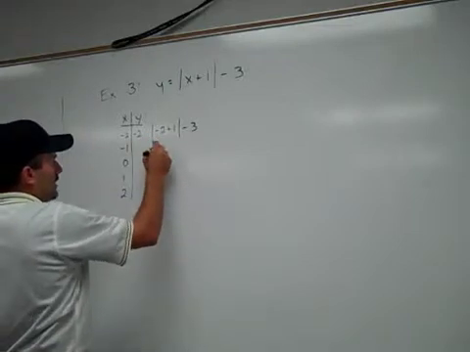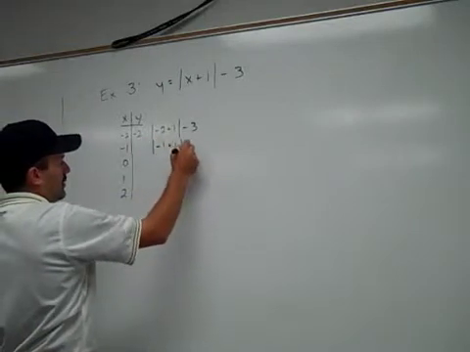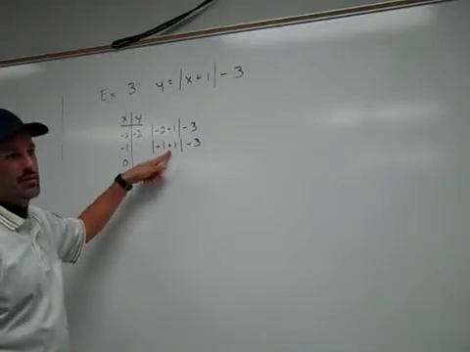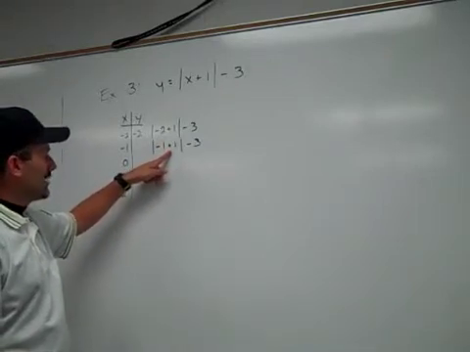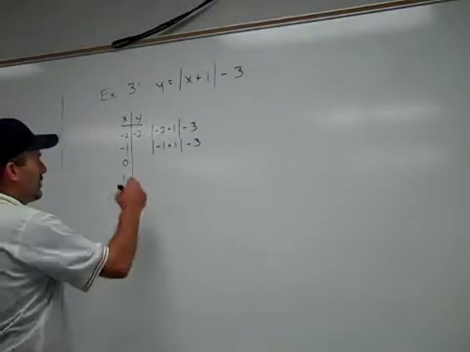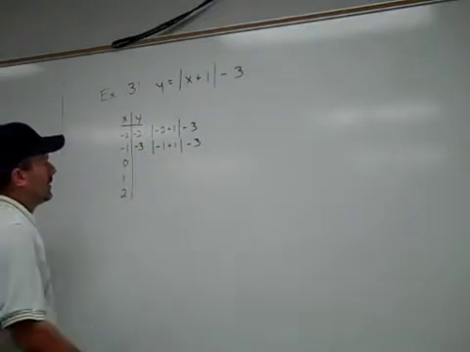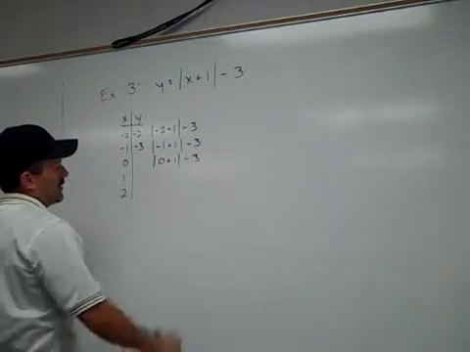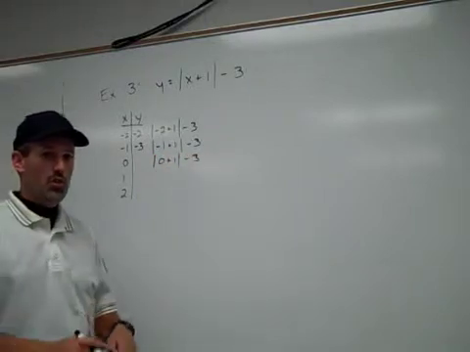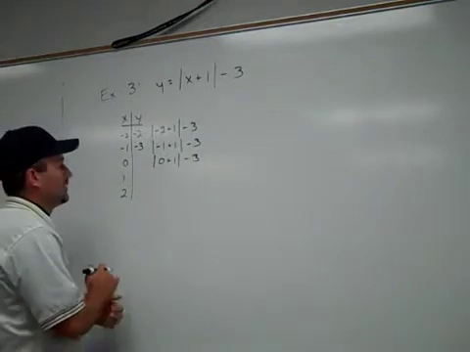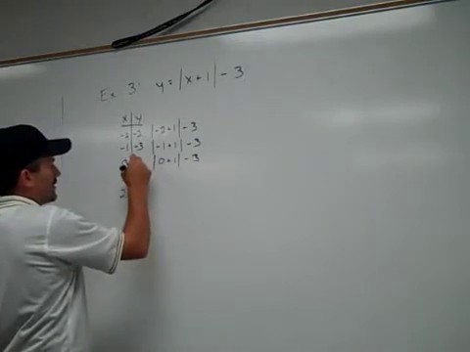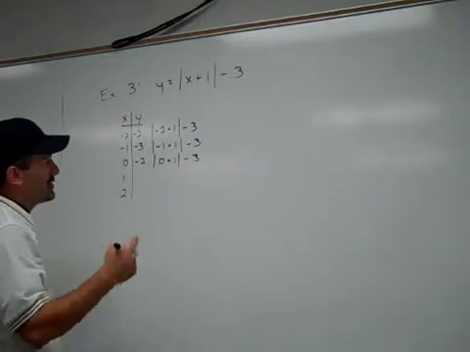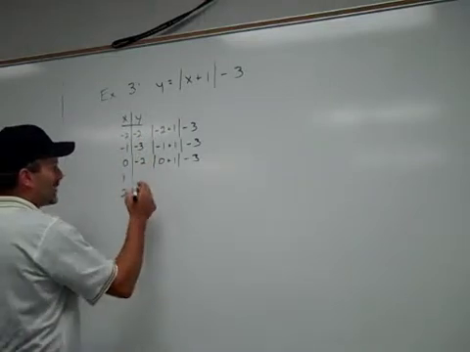For our second point, negative 1 plus 1 minus 3. Well, negative 1 plus 1 is 0. Absolute value of that is still 0, and then we subtract 3. When we put in a 0, 0 plus 1, the absolute value of 0 plus 1 is 1. And then 1 minus 3 gives us negative 2. So notice these two end up being the same, and since we know V-shapes are symmetric, that should give us an idea of what's going on here.